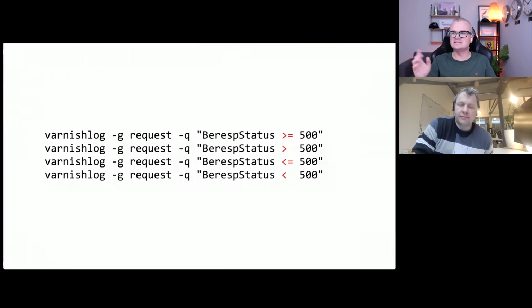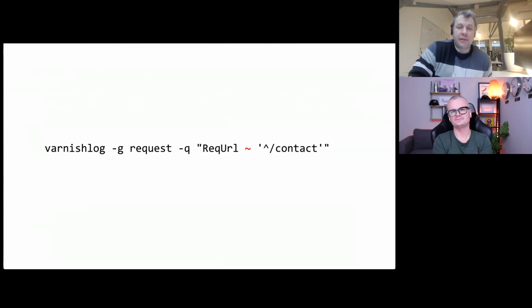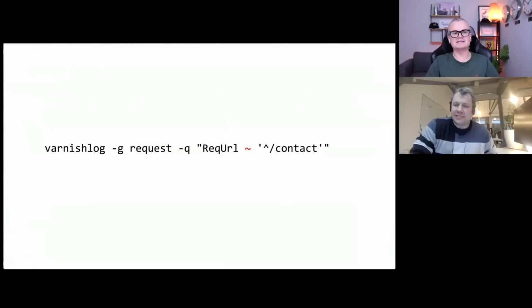That's easier, right? And you see it on the screen here. This is an example where we're checking backend response statuses if it's more than 500 or equal or less than. But here's an interesting one as well using the tilde. So if you look at this example, what does it do? Well, it checks if there is a req URL line in the Varnish log that satisfies a particular regular expression. And this example here is, does the req URL start with slash contact? And it could match multiple URLs, right?